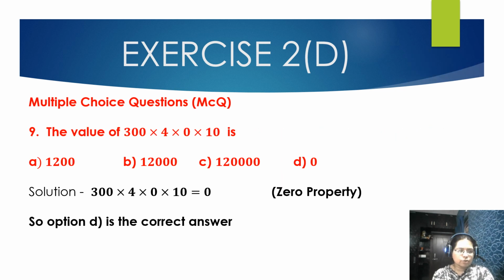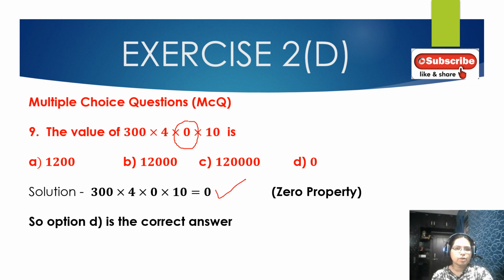Now question number 9. Question number 9: the value of 300 multiplied by 4 multiplied by 0 multiplied by 10 is? Option A is 1200, B is 12,000, C is 1,20,000, and D is 0. We know any whole number multiplied by 0 gives 0 only. So 300 multiplied by 4 multiplied by 0 multiplied by 10 is 0. This is the zero property of multiplication of whole numbers: any whole number multiplied by 0 gives 0. So option D is the correct answer.